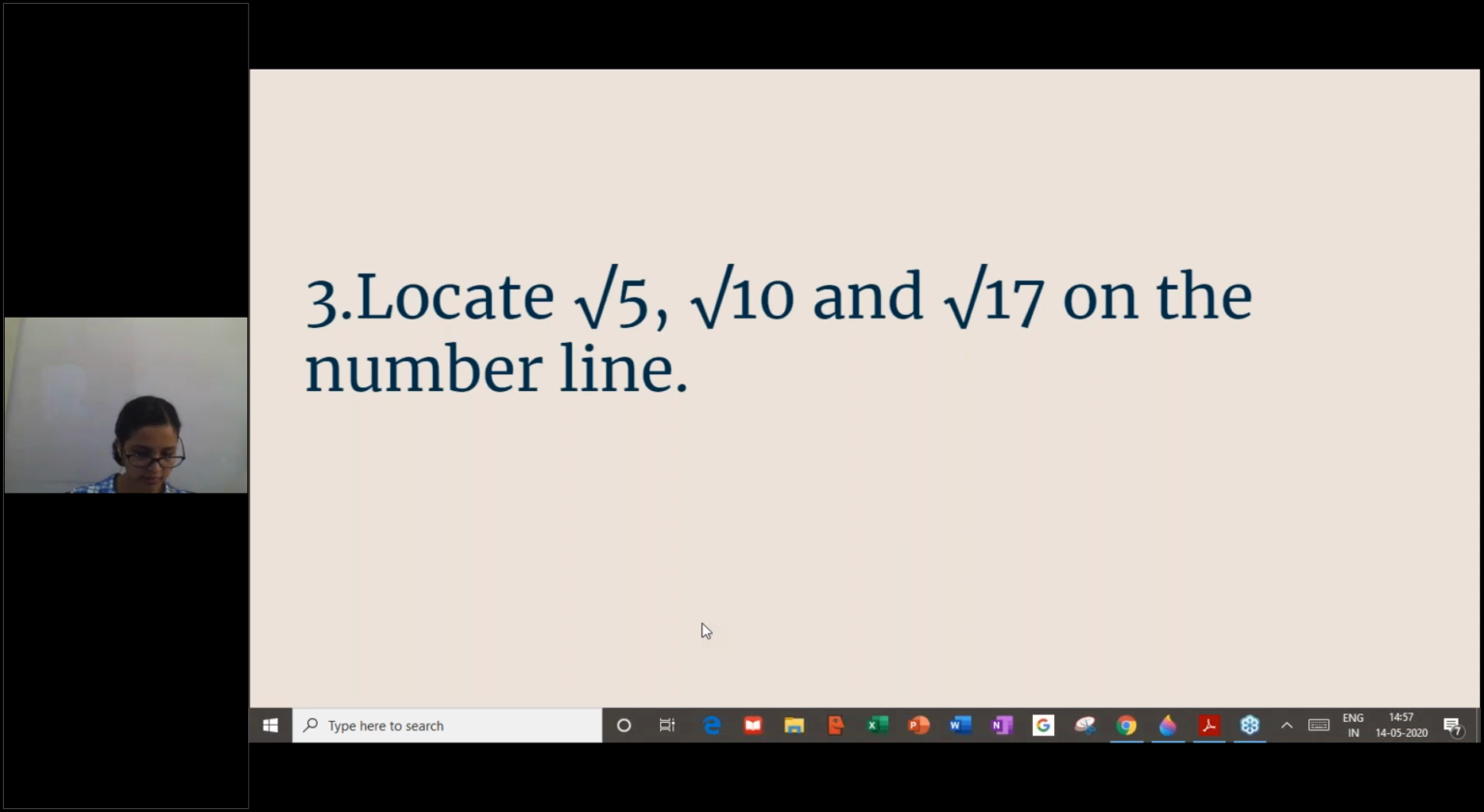Tanisha, 2 squared will be, you will have to take 4 units on the number line, 4 units and 1 unit as a vertical. Okay, let us see. Neki, yes. Yes, Neki, root 17 is right. Elena, yes, you're right.